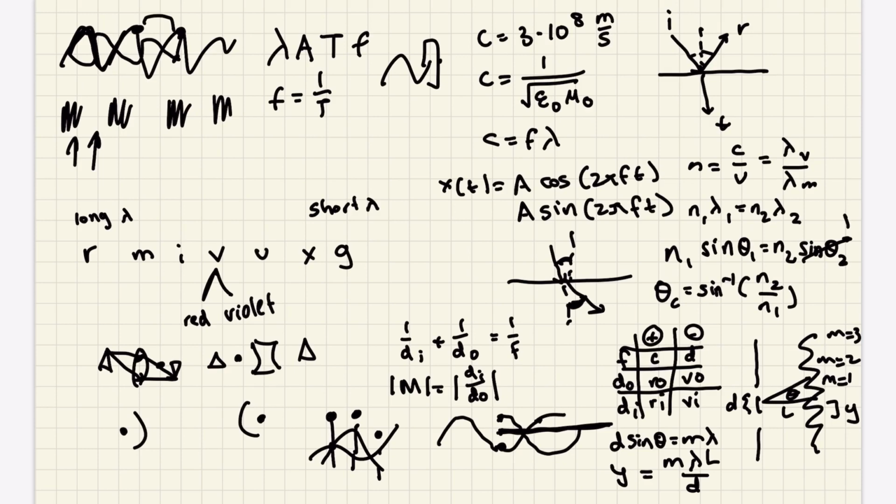Final topic for this video, interference due to a thin film. If you have a thin film, then the light is reflected and refracted. And so if this light passes through a thin film, then there is constructive interference if the waves are in phase, and destructive interference if the waves are not in phase.